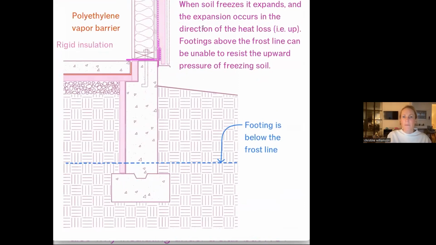So when soil freezes, it expands, not unsurprisingly, right? Because water expands. We know that from probably elementary school. And the expansion will occur in the direction of the heat loss. So that first image I showed you with the arrow going up, heat loss going up, the direction of the expansion also goes up. So now when we're looking at a typical footing detail, or a foundation wall detail, we want to locate the footing underneath the frost line. So that should make sense, right?